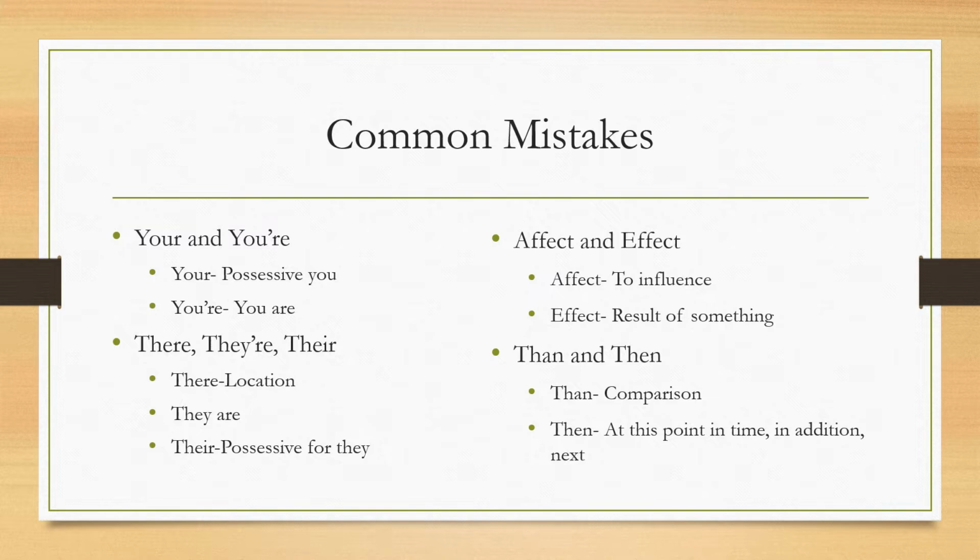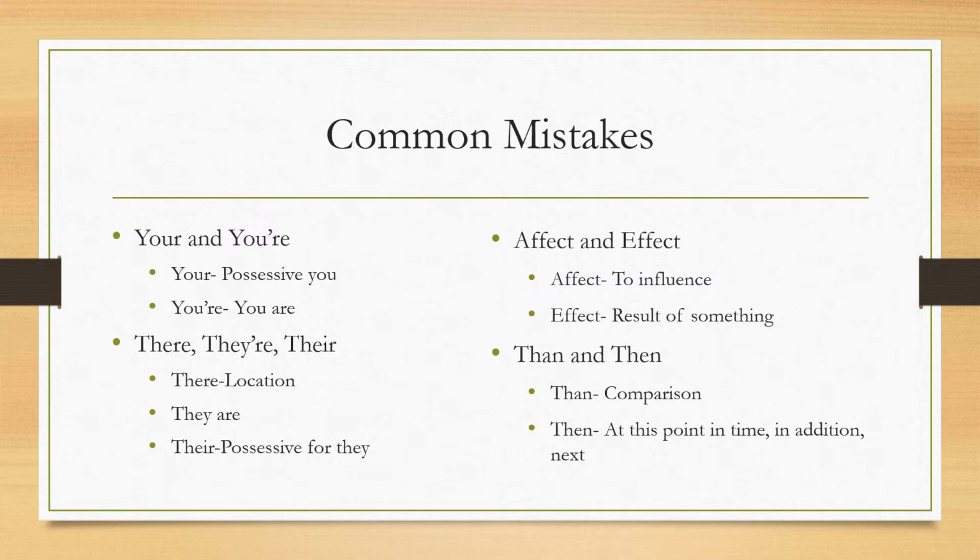So we have your and you're. So obviously the Y-O-U-R is the possessive you. So that is your book, that is your car, versus the Y-O-U apostrophe R-E, which is you are. So you are great, you are wonderful, you are going to be late for class.